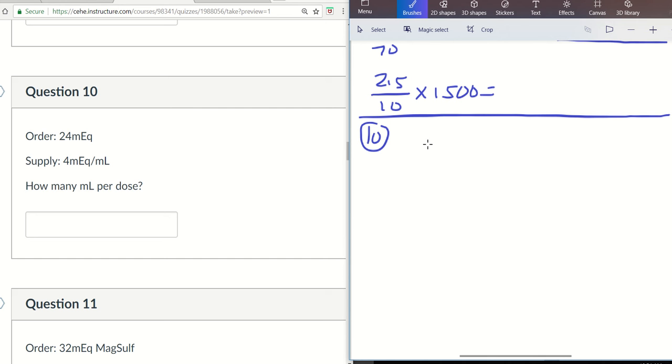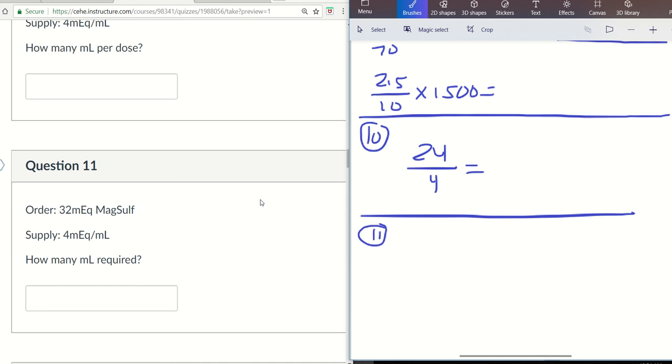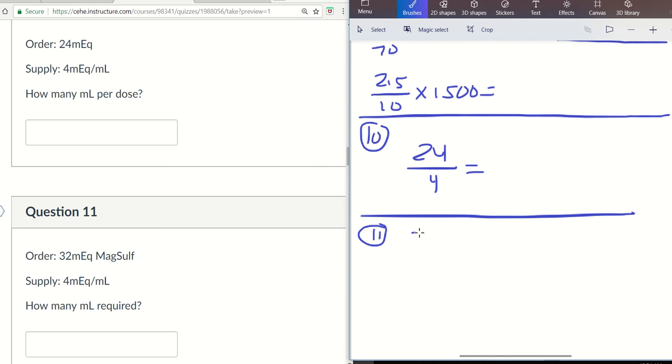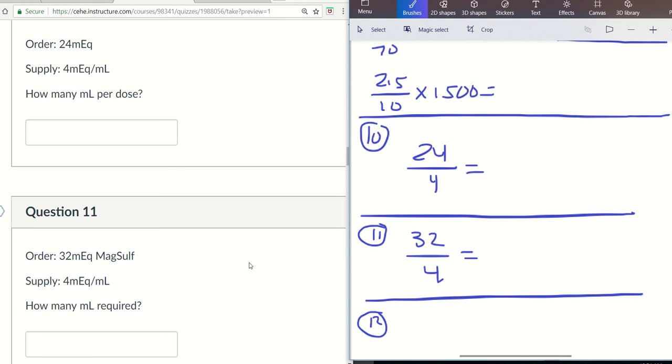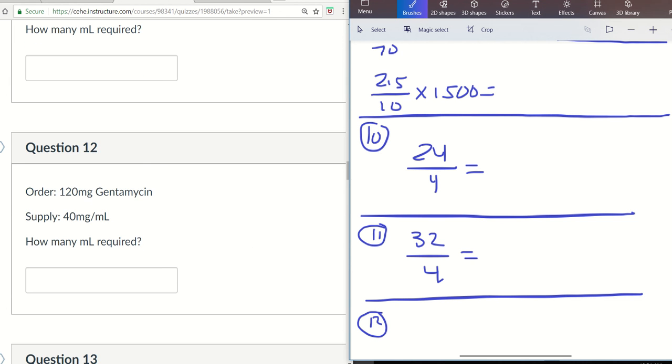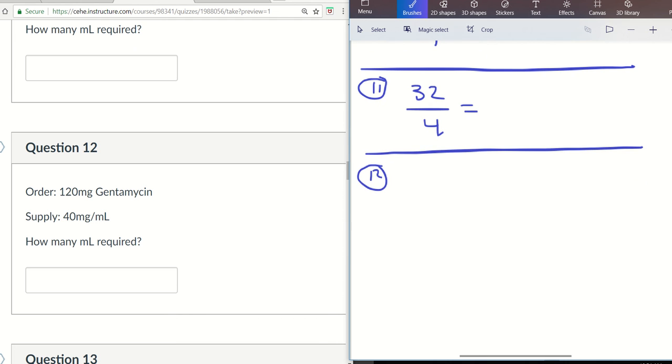So for 10, what's our order? And our supply is 4. That's it. Punch that guy in. 11, same thing. Our order is 32. Our supply is 4. The answer is too easy. Right? You wish they can all be like this. And I said a lot of them are. But you just have to recognize.